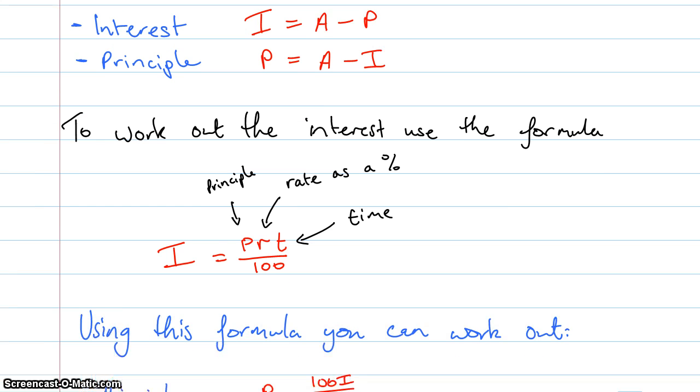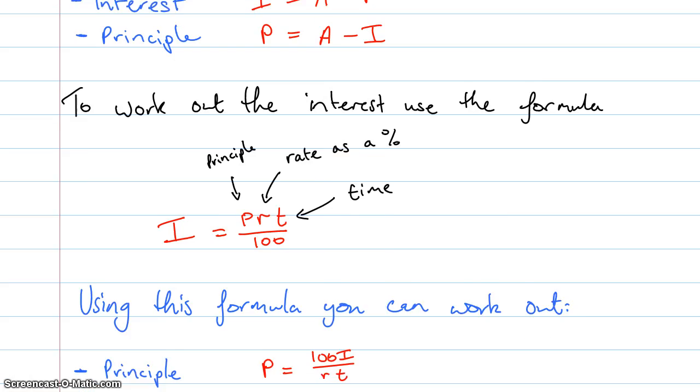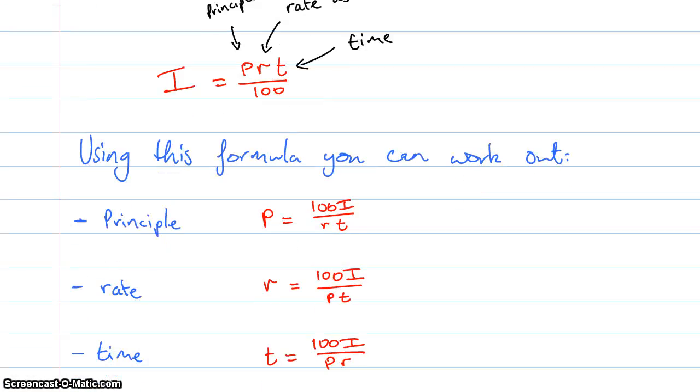And using that formula there, by rearranging things, you can actually find out all of these other things. You can find out the principal by using this formula. That's just that formula there rearranged to here. You can find out the rate, again, that formula rearranged, and also the time that is rearranged as well.